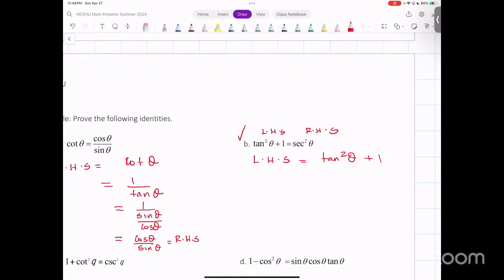So Harsha, what is the expression for tan squared of theta? Let's say another expression for tan squared of theta in terms of sine and cos. Sine squared theta over cos squared theta, right? All right. So now how do I show that this equals secant squared of theta?